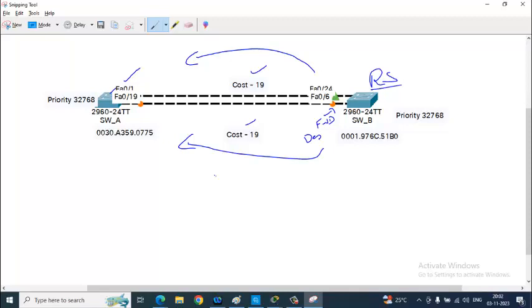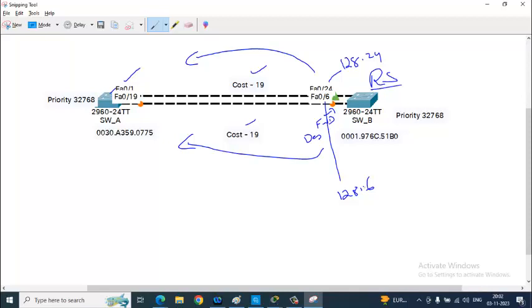What will be the cost here? 128.6. You want to see? That is the STP cost. This is the port cost. So earlier the cost was 19; 19 stands for the 128.6 speed. That was the STP cost coming in the BPDU. I want to show you that.